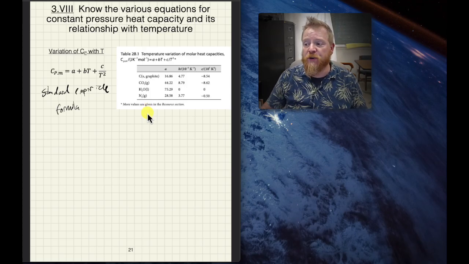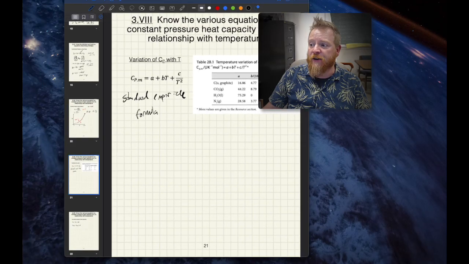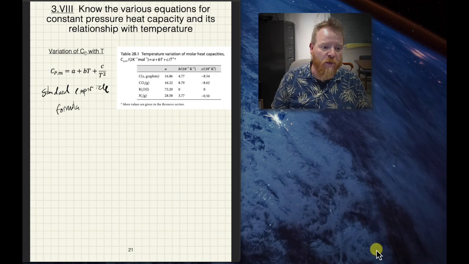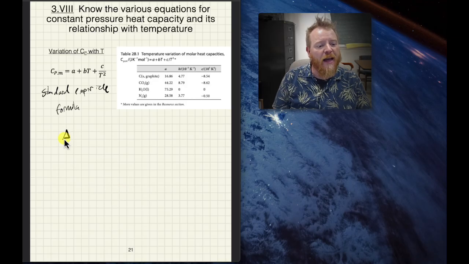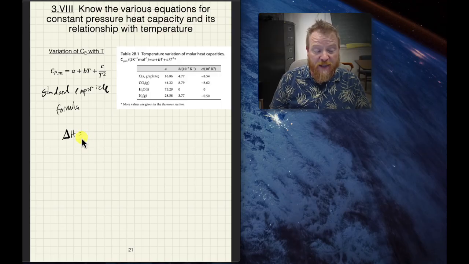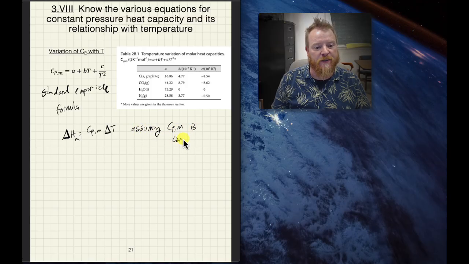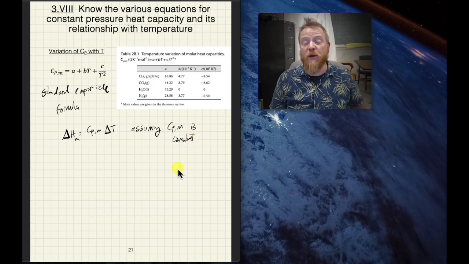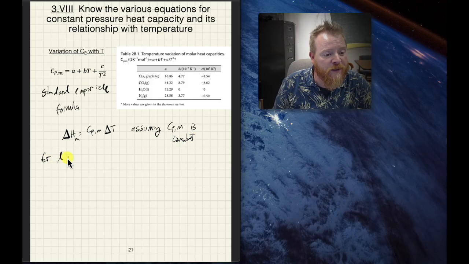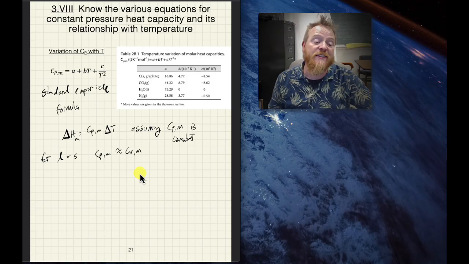So if we are to use this expression right here, there's a couple things that we've got to note. So suppose we want to calculate the change in enthalpy when CP is regarded as a constant. So that's going to be very simple. If we want the molar enthalpy, that's going to be CPm times delta T, assuming CPm is constant. And as it turns out, for liquids and solids, so let's write that down, for liquids and solids, CPm is approximately equal to CVm.